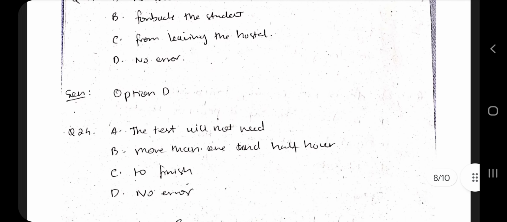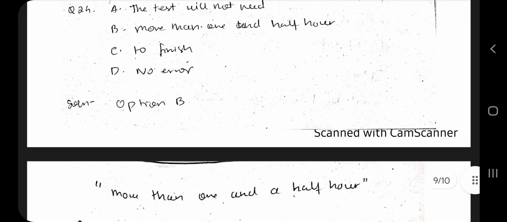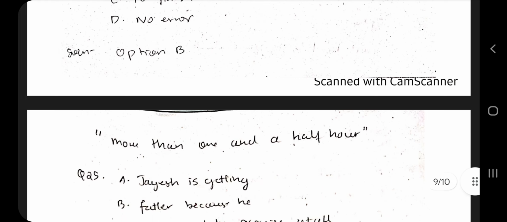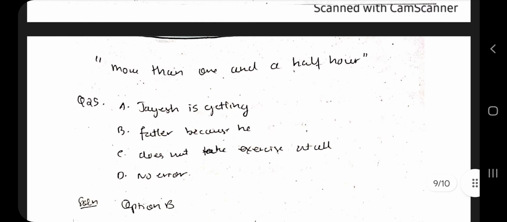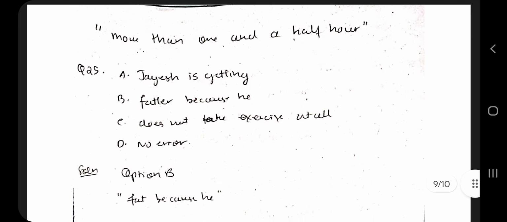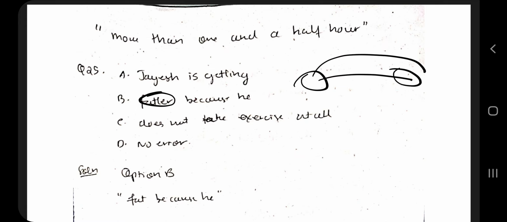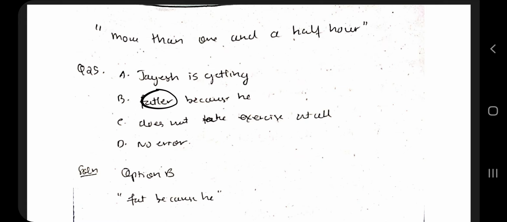The test will not need more than 1.5 hours to finish. I think there is an error here in option B. More than 1.5 hours. Okay, so "a" should be written here. Jaish is getting fatter because he does not take exercise at all. Instead of "fatter", because we are not comparing two people. If there are two people, he is fatter than him, at that time we'll use "fatter", but here we'll be using just "fat".